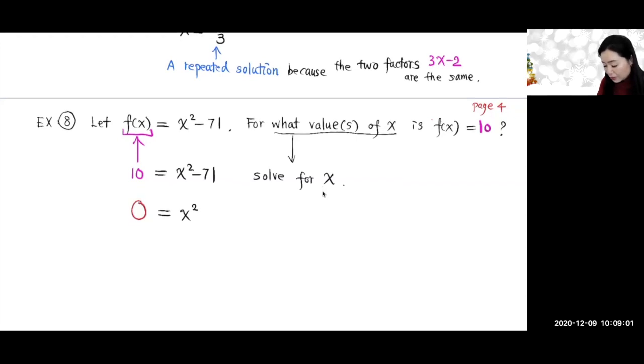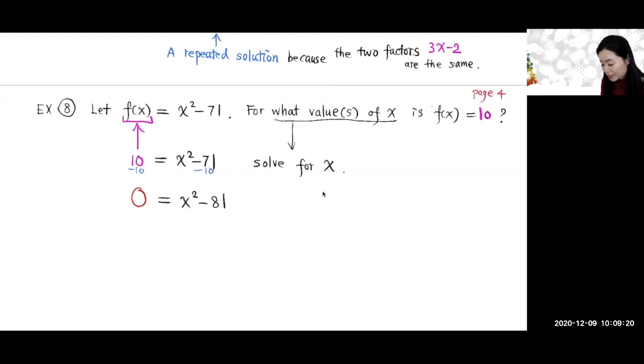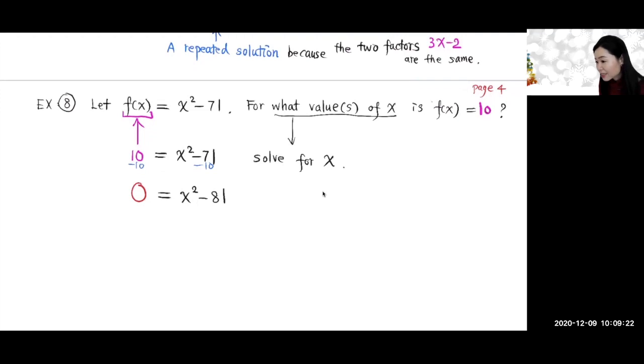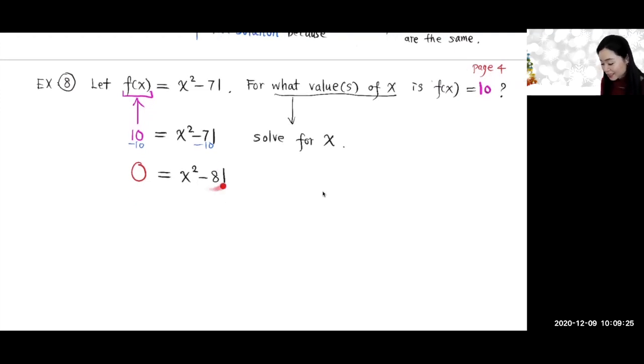So you need to get rid of this 10, so subtract 10 on both sides. Then you have minus 81, so x squared minus 81 equals 0. Now you're going to factor this, so you can use the zero factor property. How would you like to factor this? This one has 2 terms. It's a binomial. They have a square here.